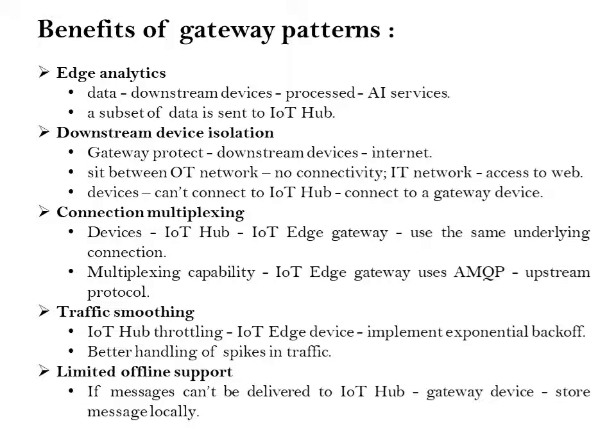Here, all the devices connecting to the IoT Hub through an IoT Edge gateway can use the same underlying connection. This multiplexing capability requires that the IoT Edge gateway uses the AMQP protocol as its upstream protocol. Next is traffic smoothing. In case of IoT Hub throttling, the IoT Edge device will automatically implement exponential backoff. As a result of this, you will be able to cope better with spikes in traffic. Last is limited offline support. If the messages can't be delivered to IoT Hub, then the gateway device will store the message locally.